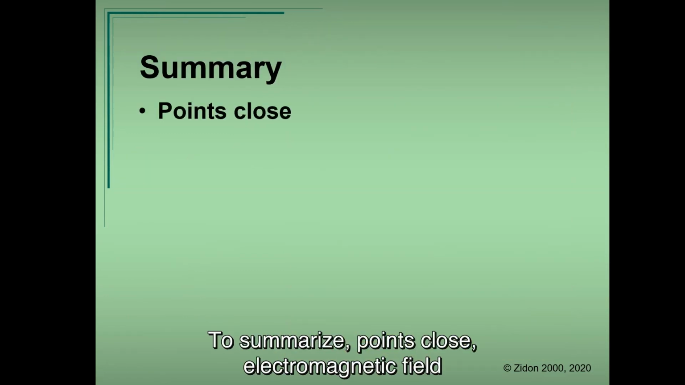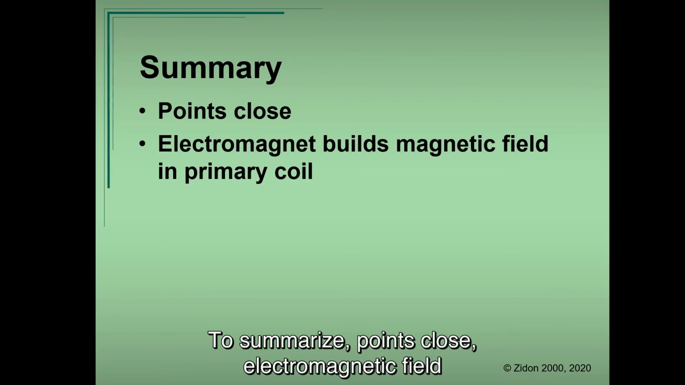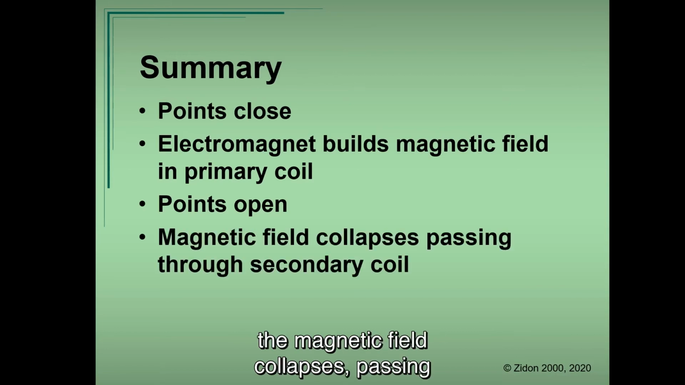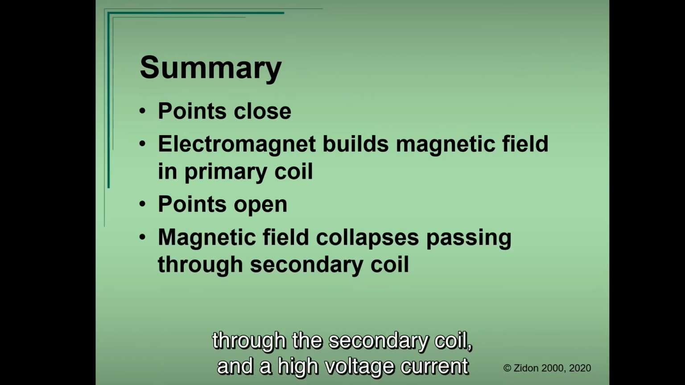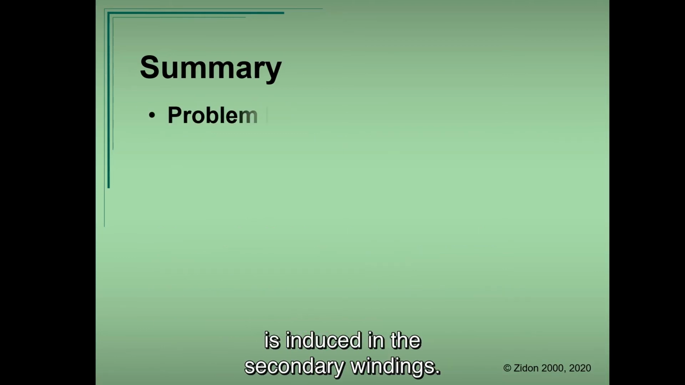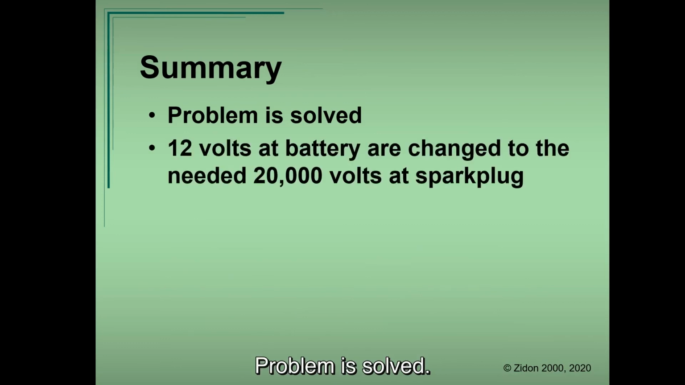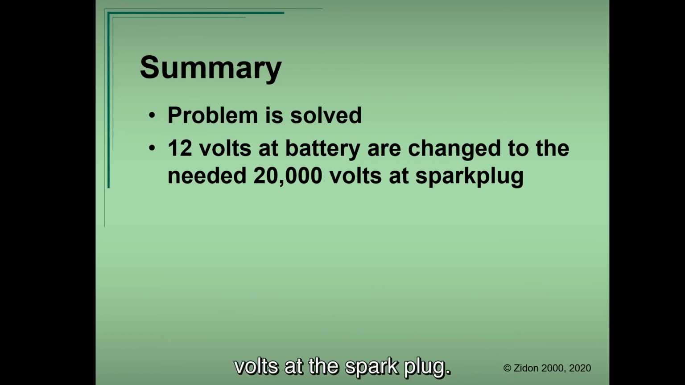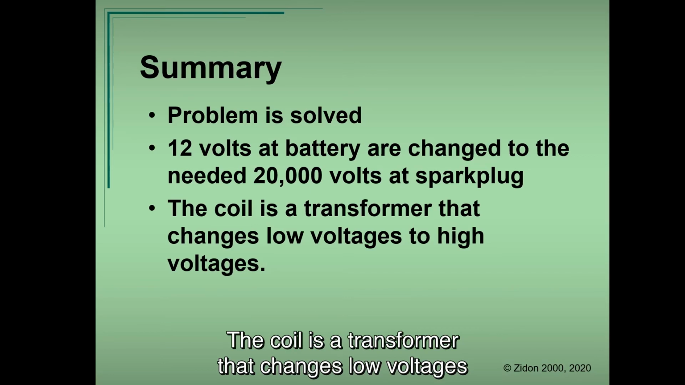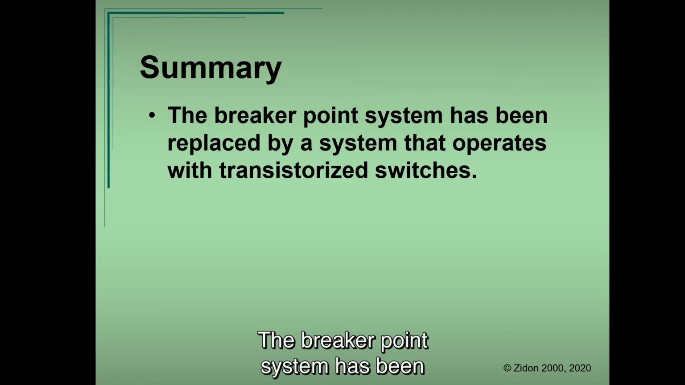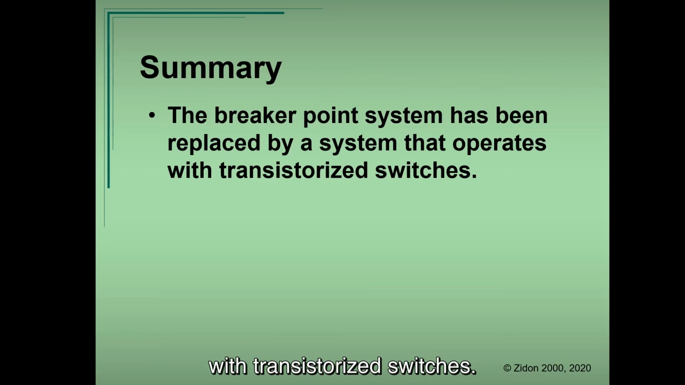To summarize, points close, the electromagnetic field builds in the primary coils, points open, the magnetic field collapses passing through the secondary coil, and a high voltage current is induced in the secondary windings. Problem is solved. 12 volts at the battery are changed to the needed 20,000 volts at the spark plug. The coil is a transformer that changes low voltages to high voltages. The breaker point system has been replaced with a system that operates with transistorized switches.